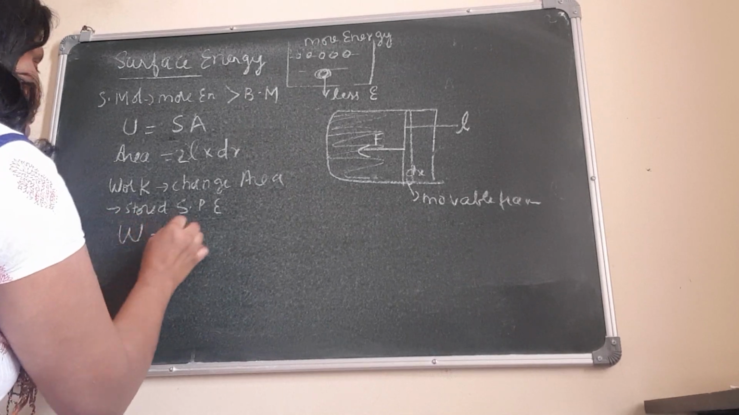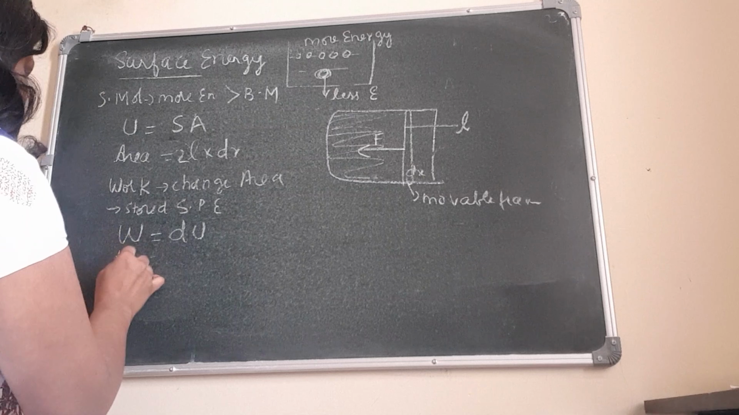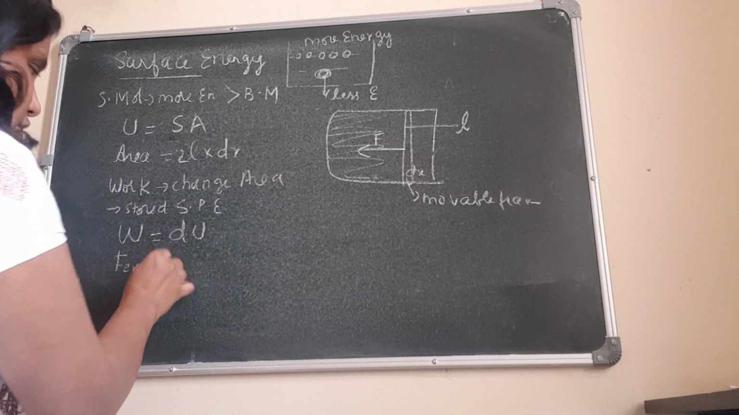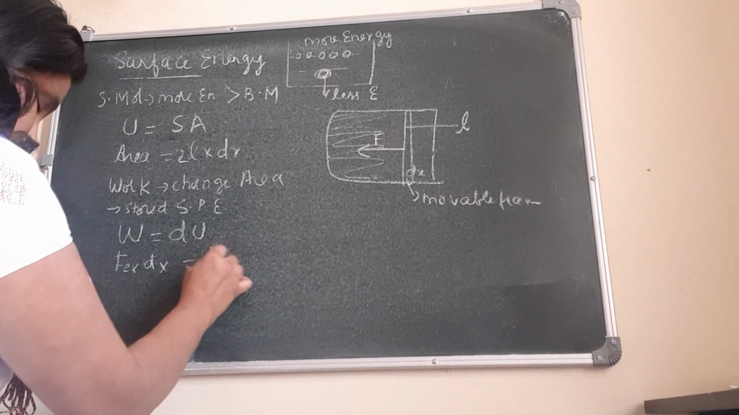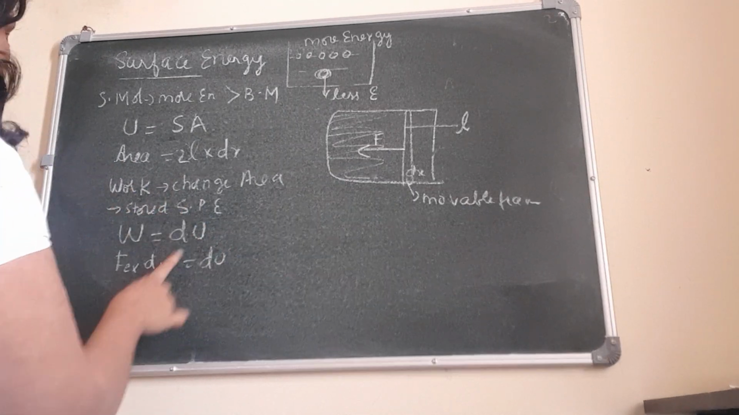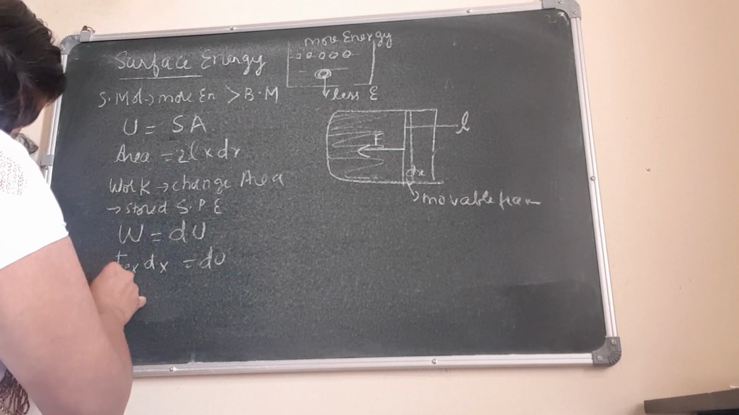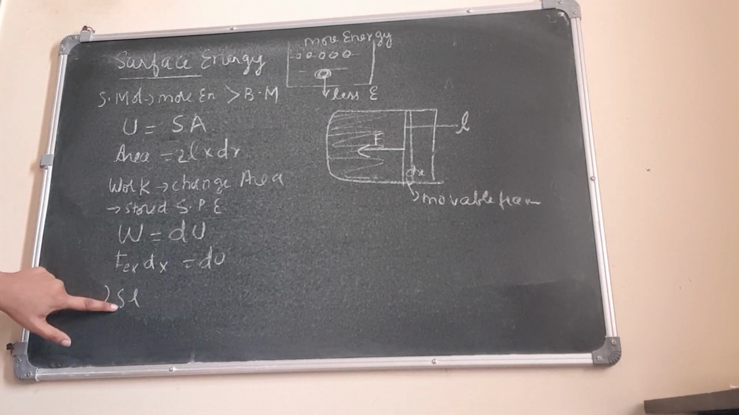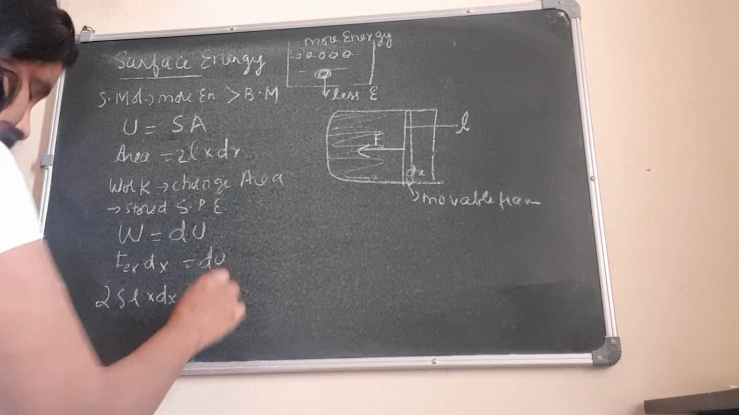And what is work done? That is dU, the change in potential energy. Work done is force, the external force which you are applying, so I'll write it as F, into displacement dx. W is F into S, and this is dU. And what is F? F is the force. In terms of surface tension, it will be 2 into S into L. Force is 2SL, the basics of surface tension, into dx is equal to dU.